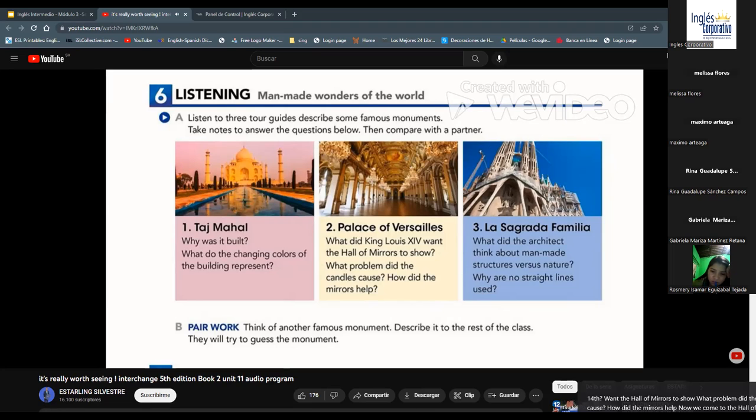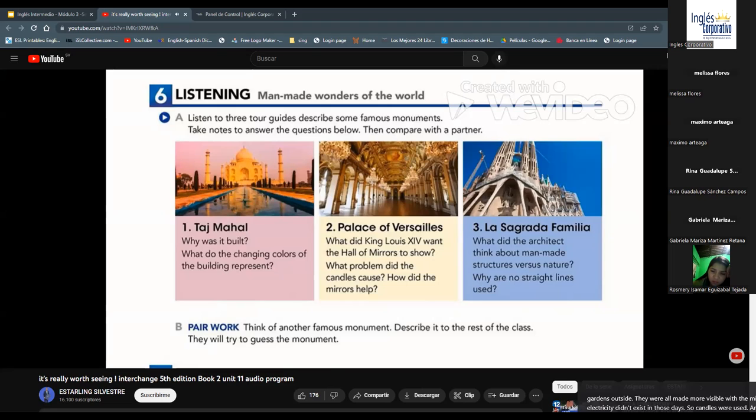Anyone? Candles make smoke? That's right. Candles make smoke, and smoke can damage paintings. The mirrors reflected the light of the candles, so they didn't have to use as many. Fewer candles meant less smoke and less smoke damage to the room. Pretty smart, right? Now let's go see some of the 350 rooms and apartments for visitors.